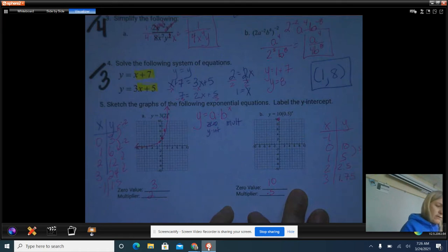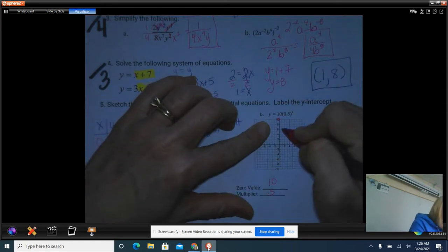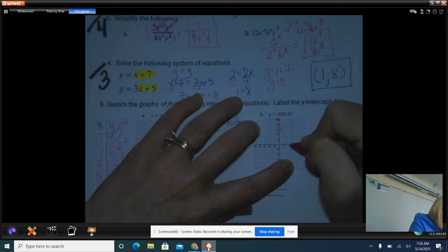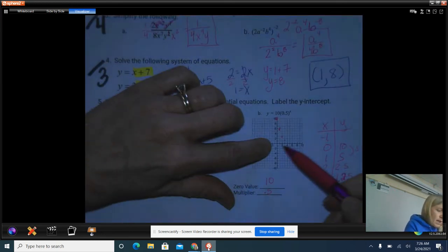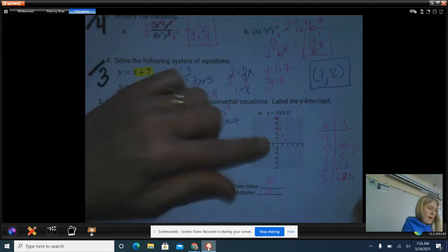1.75. Is that half of 2.5? No, it's 1.25. Okay, so I'm going to plot those. I have 1, 5. I have 2, 2.5. 3, 1.25. And it's going to continue getting closer and closer. Now, if I go backwards to that -1, it's going to be all the way up here at 20. So I know that it's going to get really steep really fast.